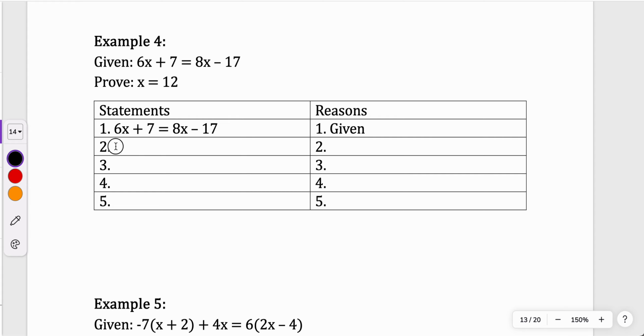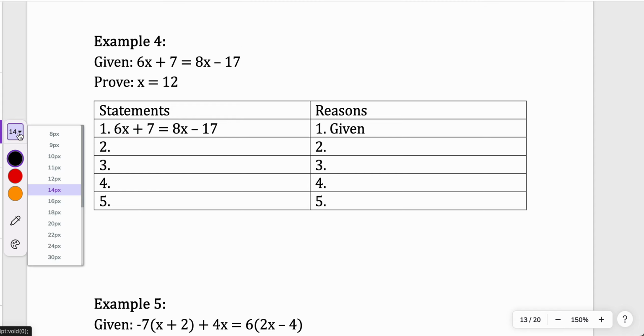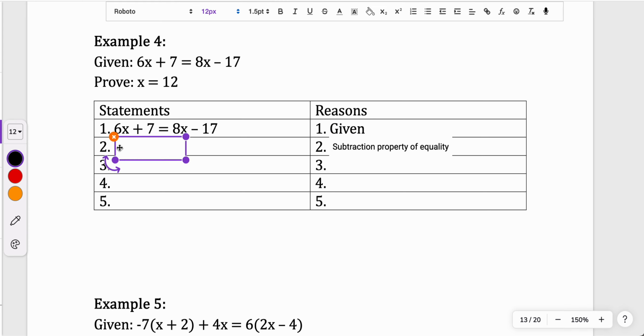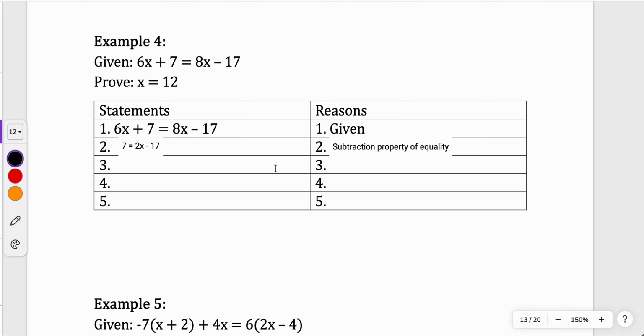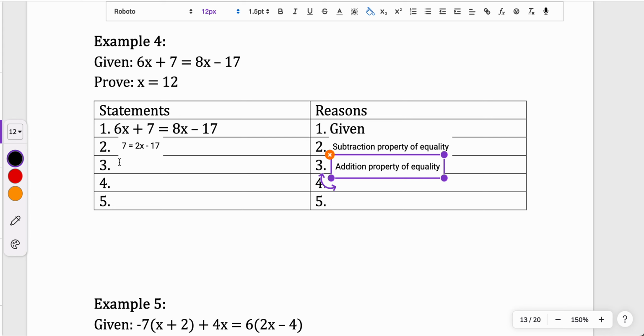So what I would do first here is I'm going to try to move that 6x over to the right. So I'm going to subtract 6x from both sides. So maybe we can start with my reasoning is I'm using the subtraction property of equality. If I subtract 6x from both sides, I'm going to be left with this. 7 equals 2x minus 17. Okay? From here, I would need to add 17 to both sides. That'll be the addition property of equality. So if I add 17 to 7, I'm going to get 24 is equal to 2x.